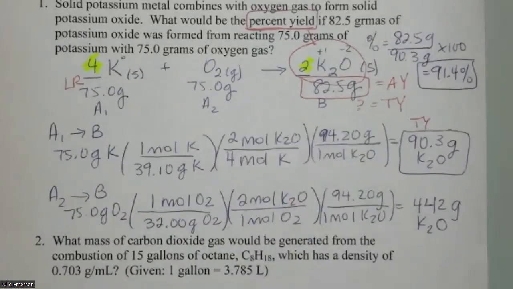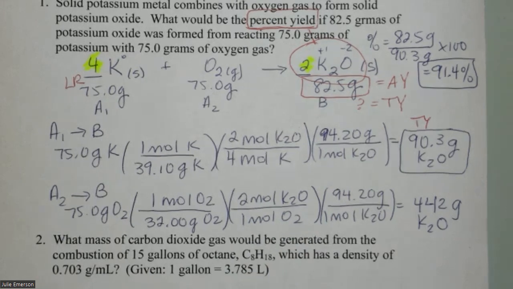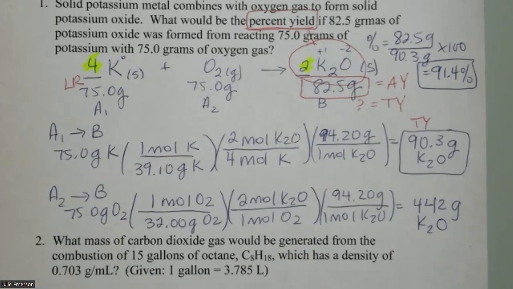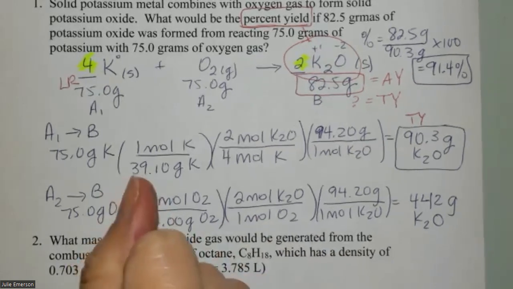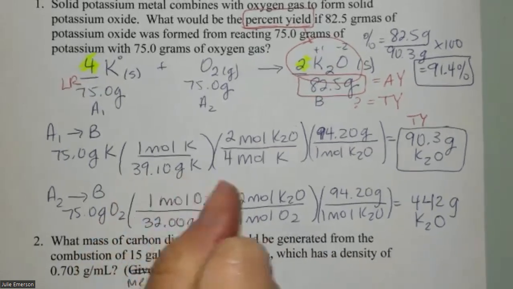All right, one more question to look at. It says, what mass of CO2 would be made from the combustion of 15 gallons of octane, which has a density of 0.703 grams per milliliter. And we're given a conversion factor there, which is actually one of the ones that you need to memorize from chapter 1, but just in case it's been a while. All right, so this one really actually is one of the 6 that you have to memorize.